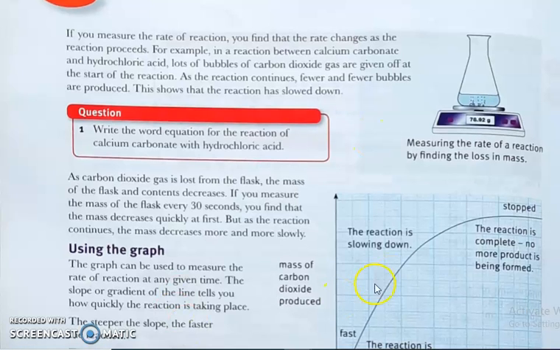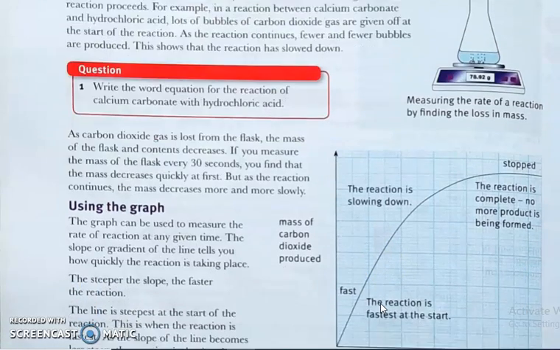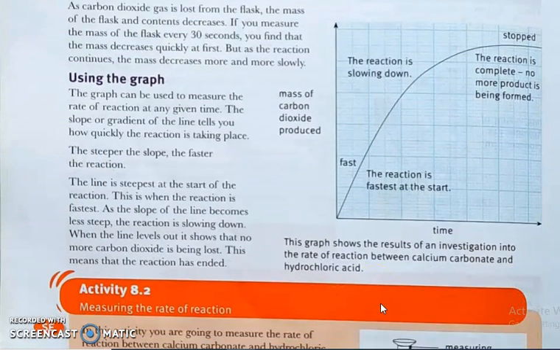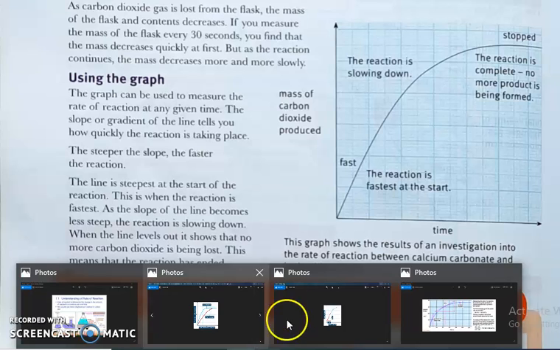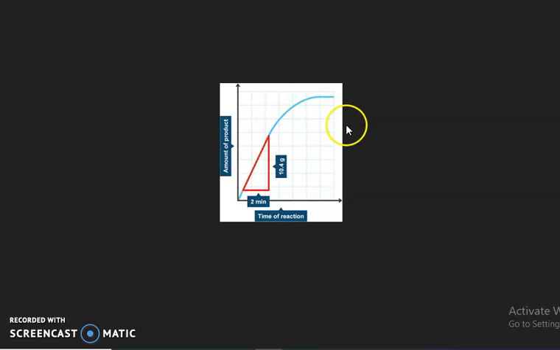So this can be analyzed in a graph also. The graph can be used to measure the rate of reaction at any given time, using the slope of the graph, or gradient. So what is slope? We have studied slope, right? In maths you have studied about slope. When a graph is given like this, we have to draw a triangle like this, and the vertical axis divided by the horizontal axis will give the slope or the gradient, that is y-axis divided by x-axis.